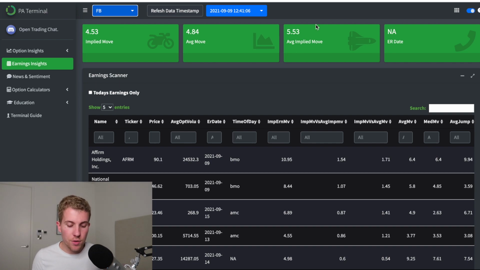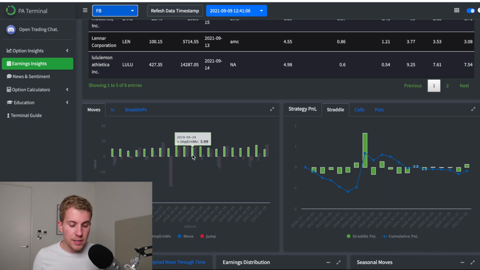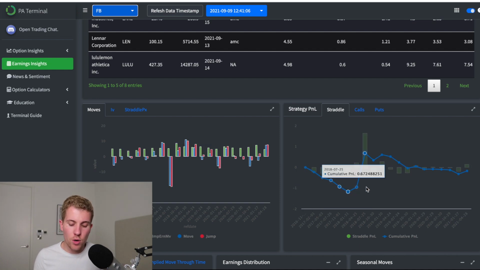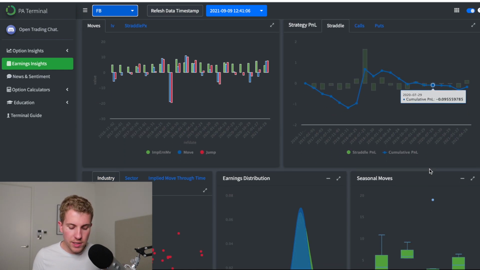For example, you can see that on Facebook, the average implied move is of 5.53%, and usually the average move, what we actually see in the market, is of 4.84%. And that's quite interesting because you can see what is the implied move, and then you can see what is the actual move, and you can see basically a backtest of a long straddle and how it would have performed earnings after earnings. So that's quite interesting to see all of this.